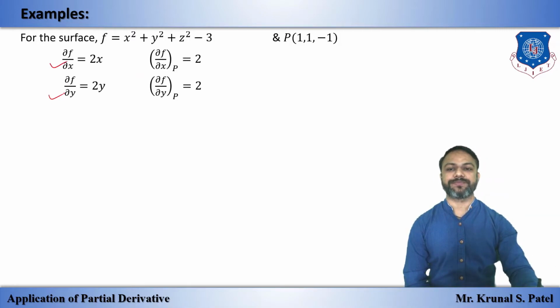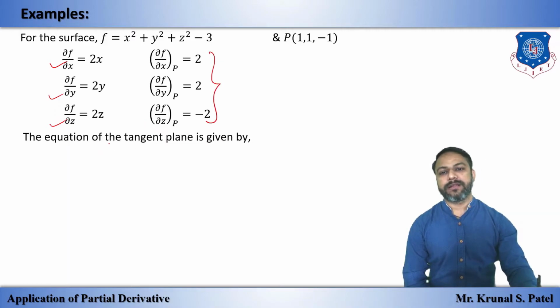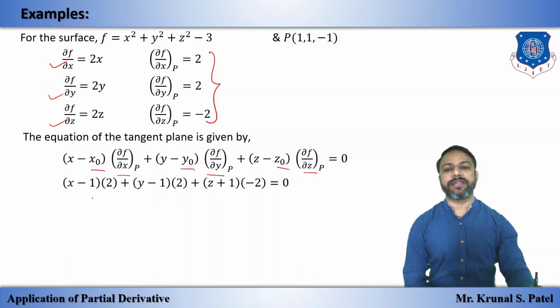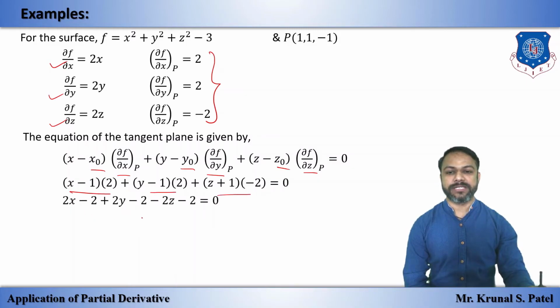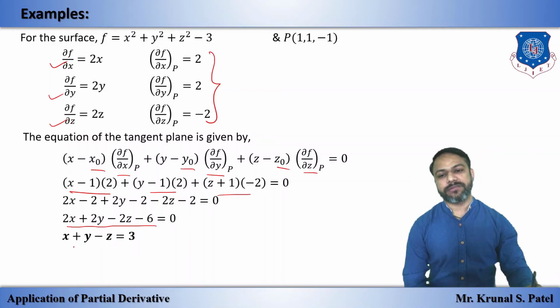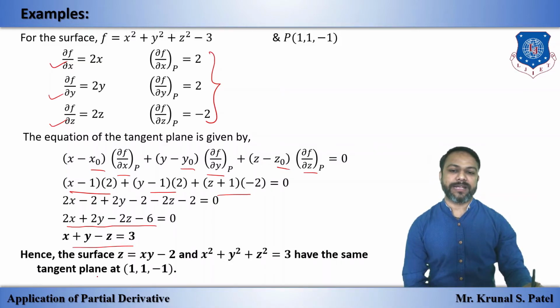Find the three derivatives. At point P, we have 2, 2, minus 2, and the equation of tangent plane. Write down the equation, put the values of these terms, and we have this. By expanding these three terms, we will have this equation. By taking 2 common from this and taking the right hand side, 2 into 0 becomes 0, and we have this, which is the same as the previous tangent plane. So we can say that surface this and this have the same tangent plane at the given point.